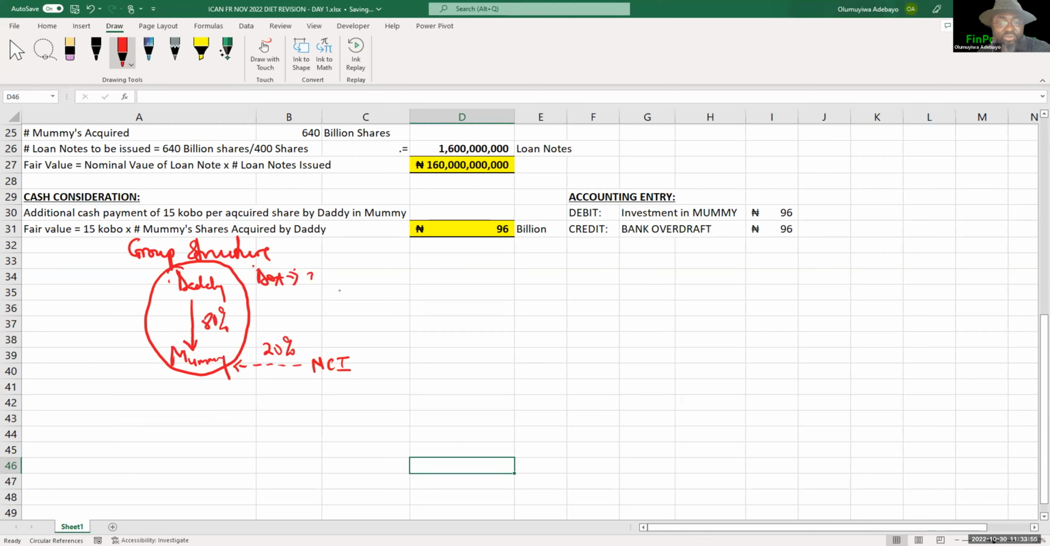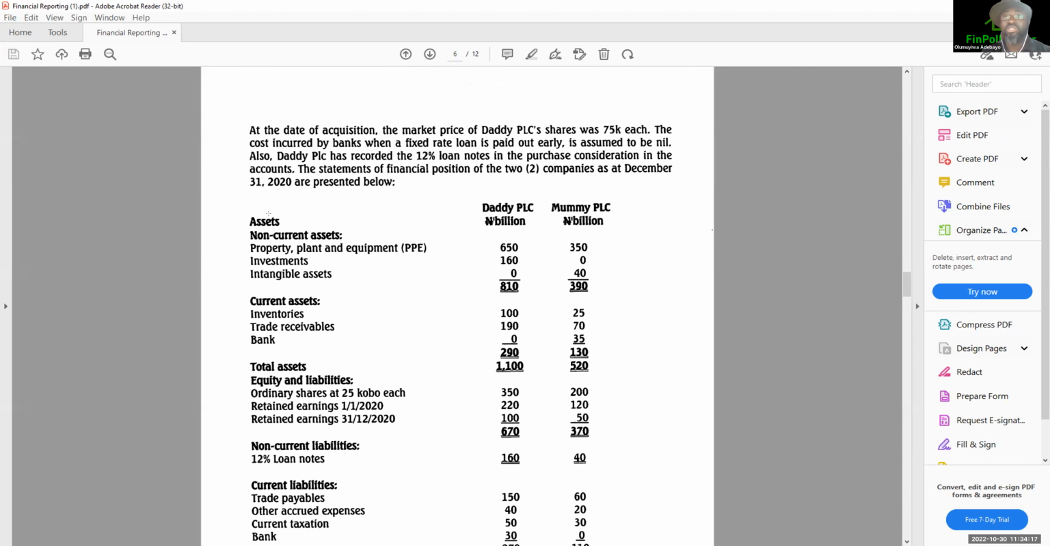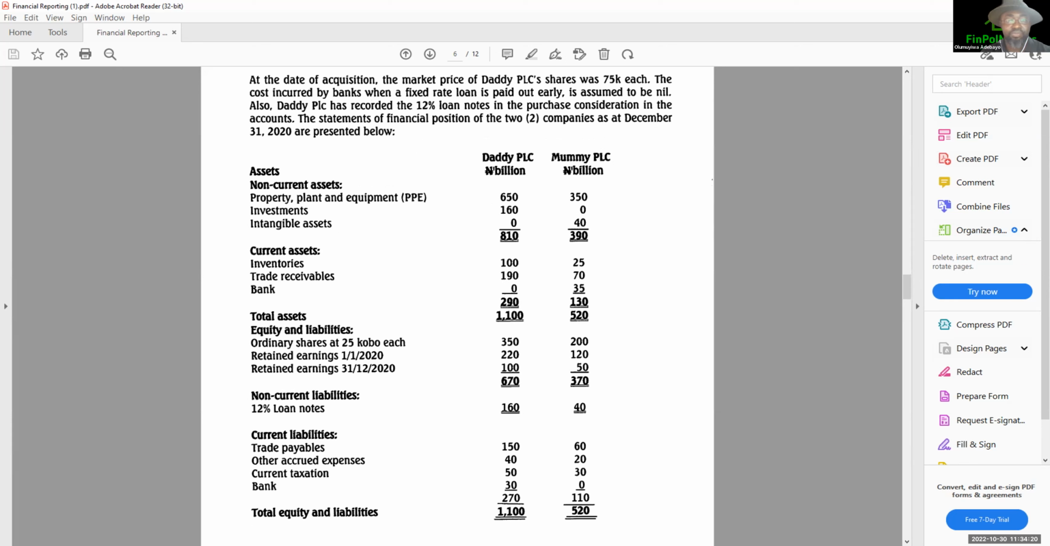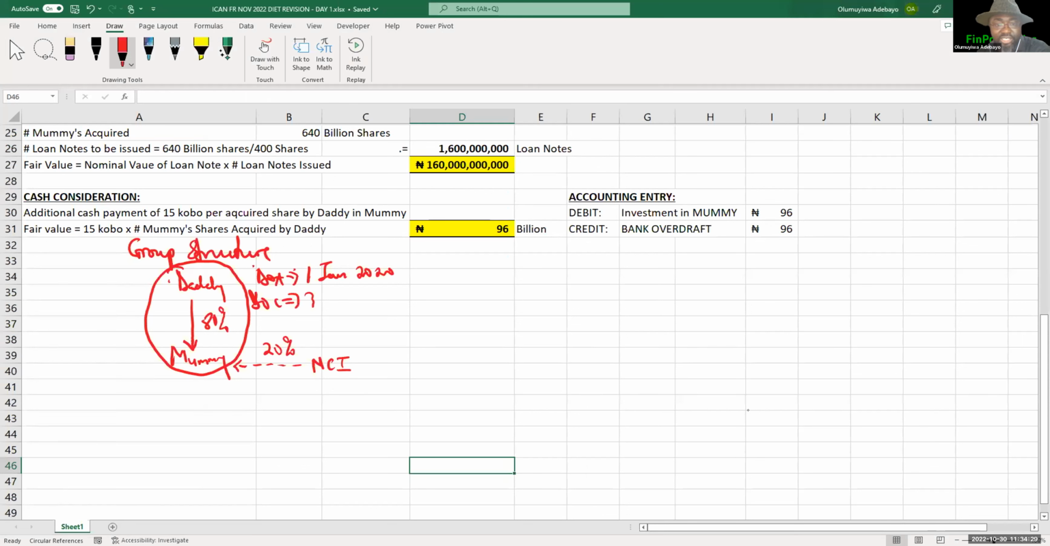Recall, when was the date of acquisition? The date of acquisition was 1st of January 2020. And from our balance sheet here, we are reporting when? 31st of December 2020, which is just a year after. Which means our reporting date or date of consolidation is 31st December 2020. How many years apart? 1 year. And take note of this 1 year, it has consequence.